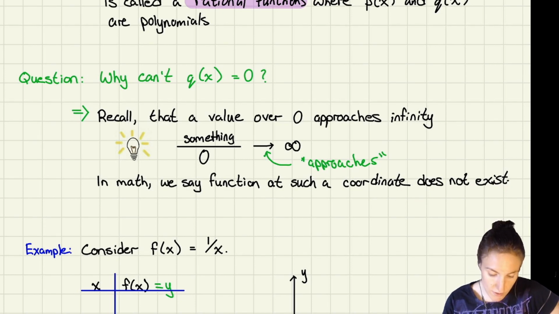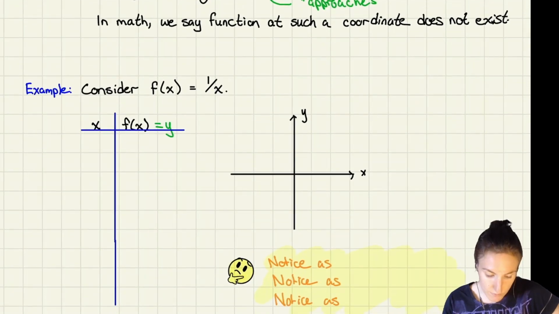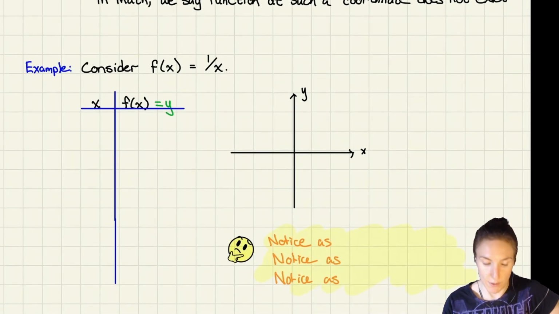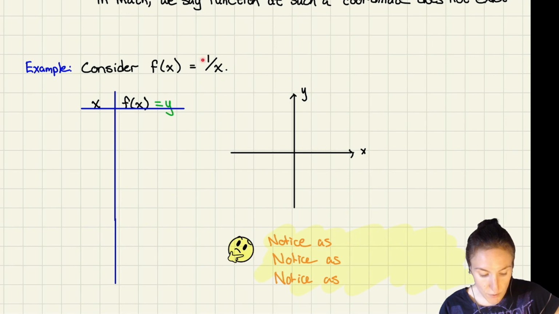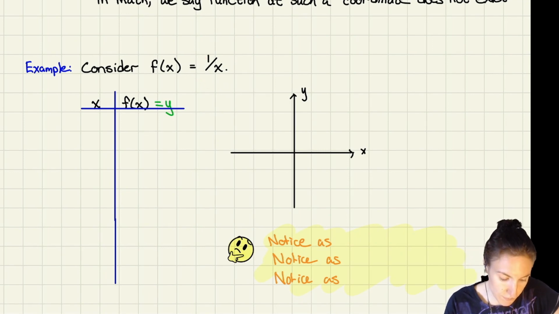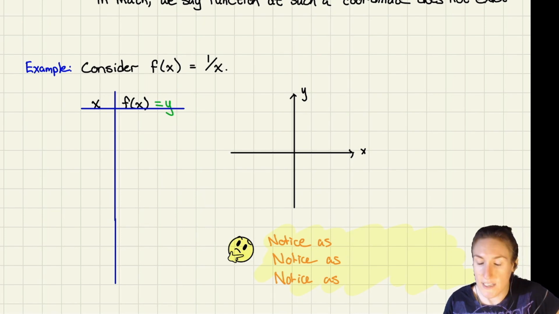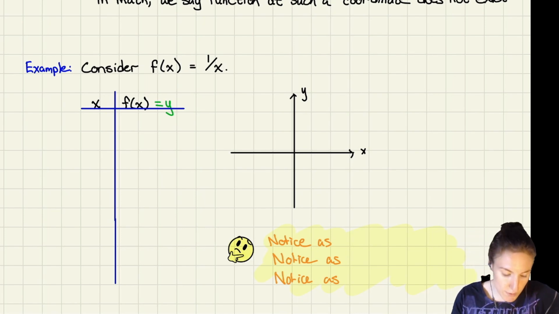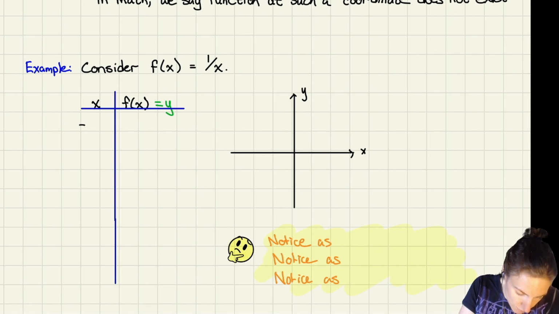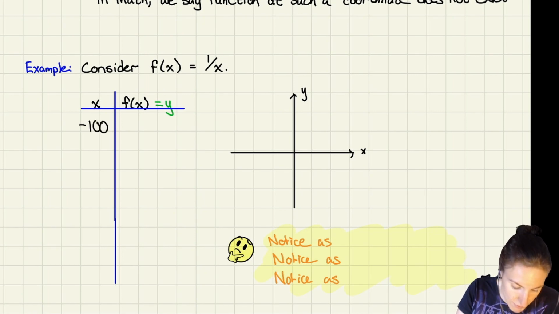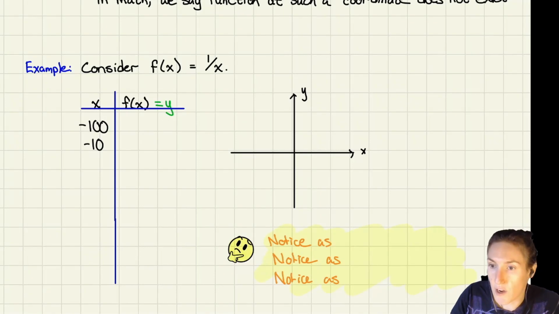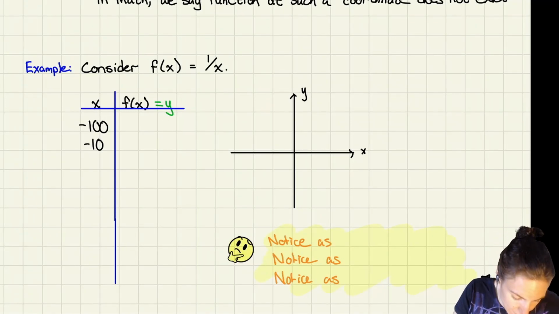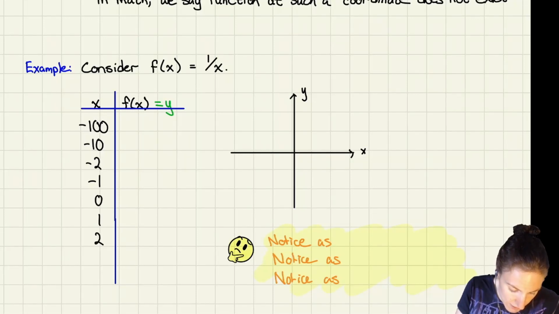All right, now let's look at an example to get a better idea of how to think about this. Let's look at the function 1 over x. You've probably seen this before in high school. And if you forgot what it looks like, that's okay. Let's consider a few different values. Let's consider some negative values, maybe negative 100, negative 2, negative 1, 0. And then we also want to see what it looks like when our x is positive.